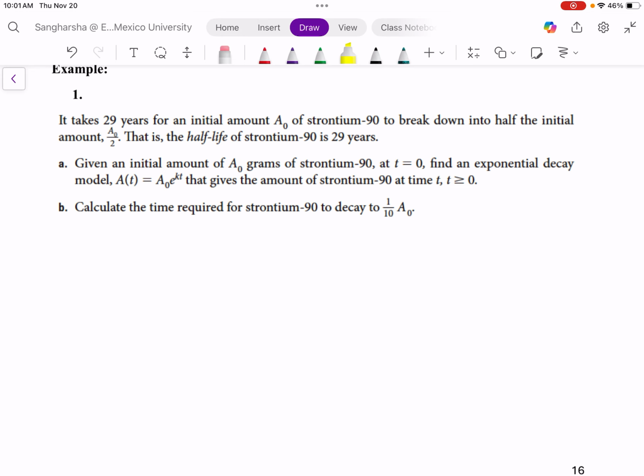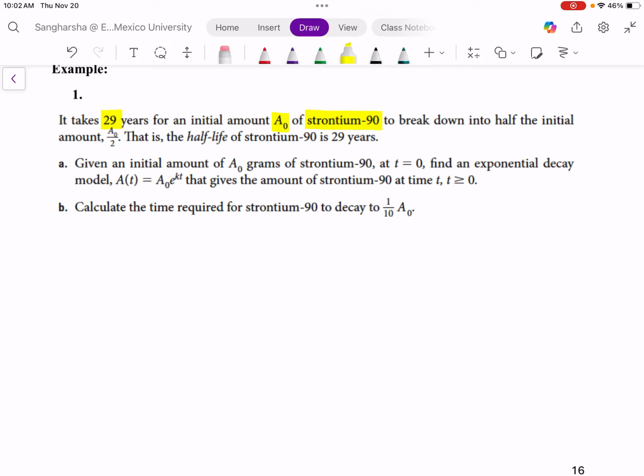It takes 29 years for an initial amount of strontium 90 to break down into half the initial amount, which is A naught over 2. So here we have A naught, the initial amount of strontium 90. This is one of the elements, an earth element, and it takes 29 years.